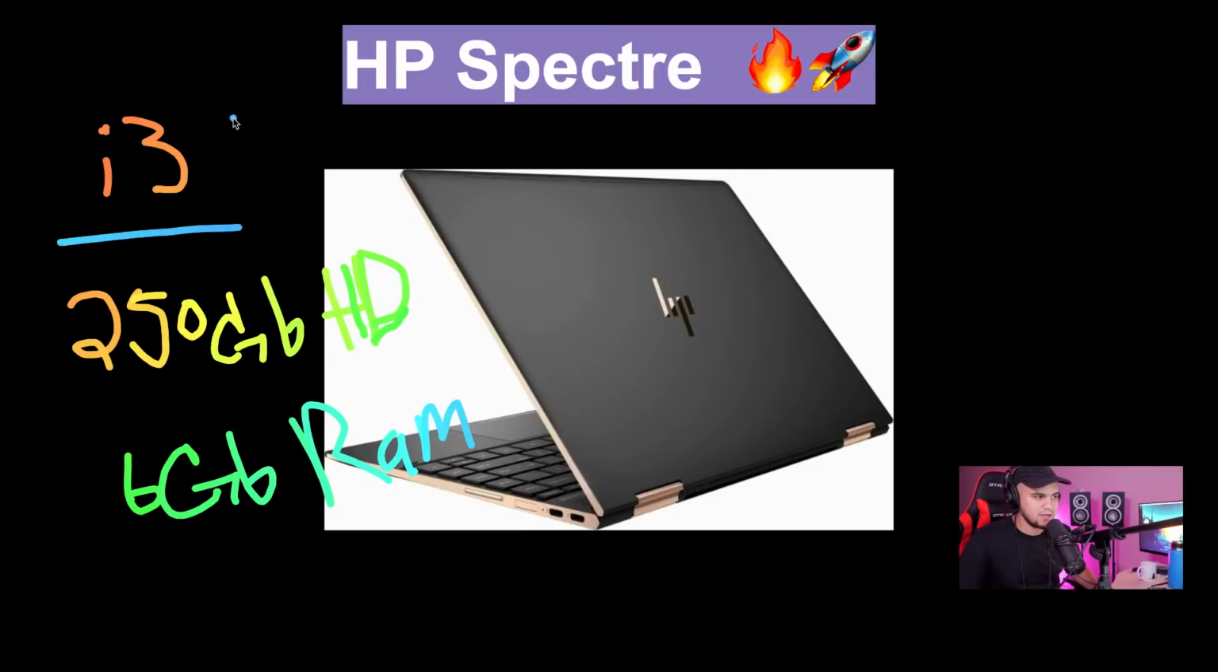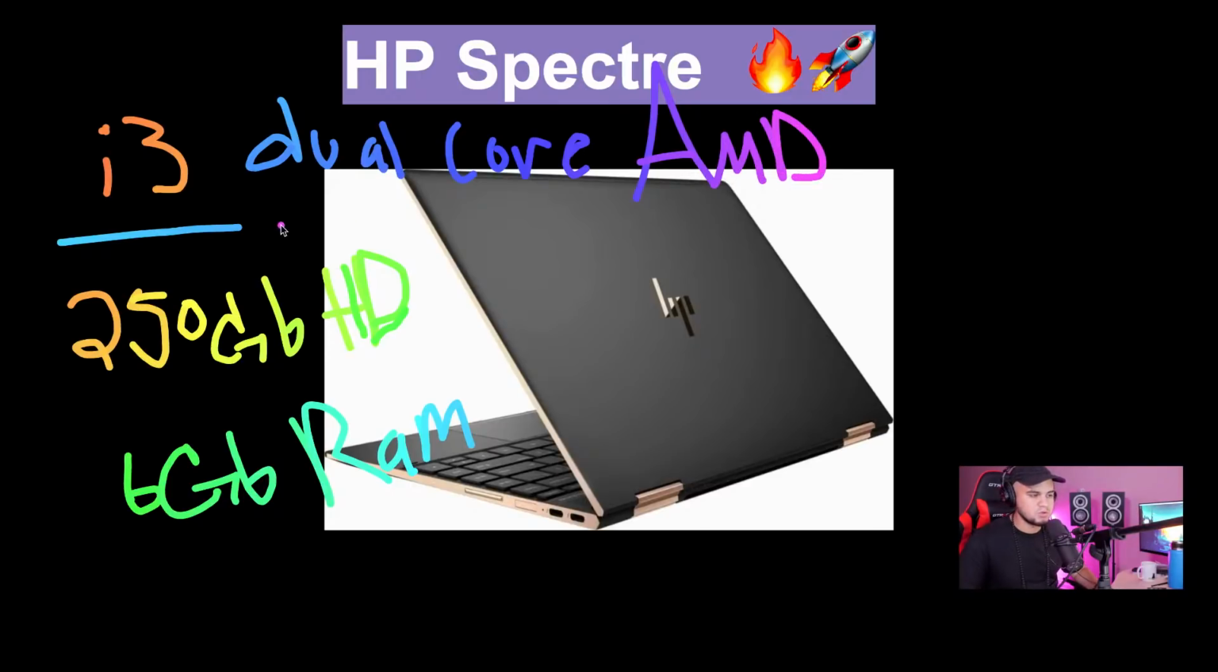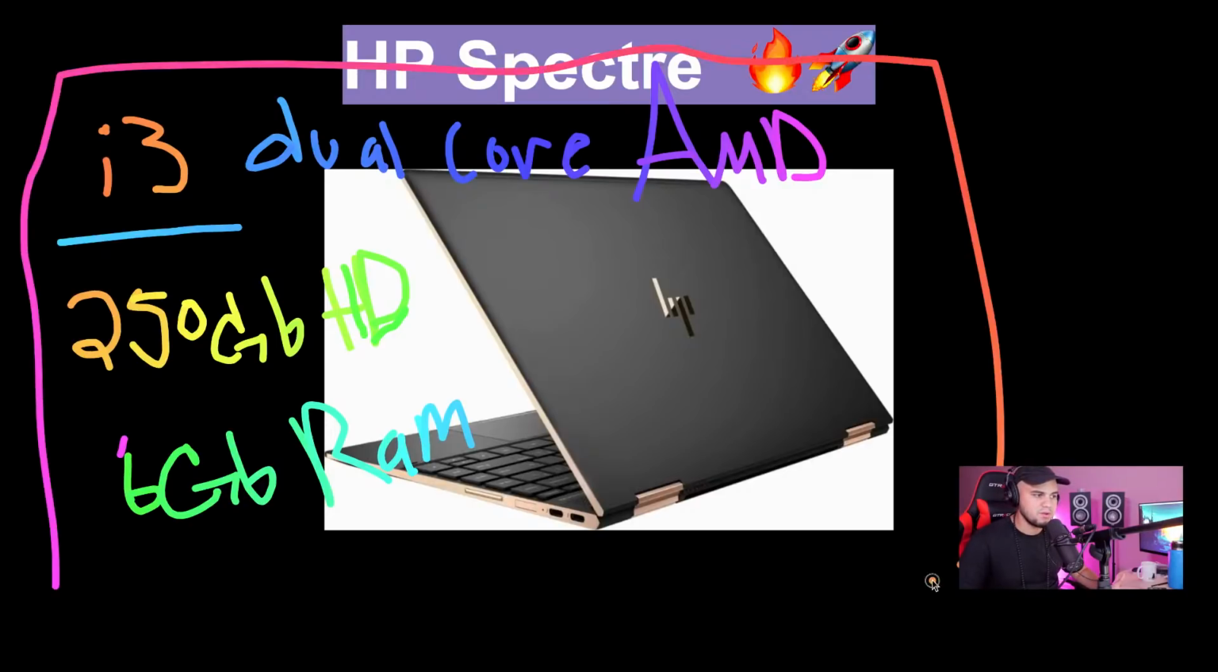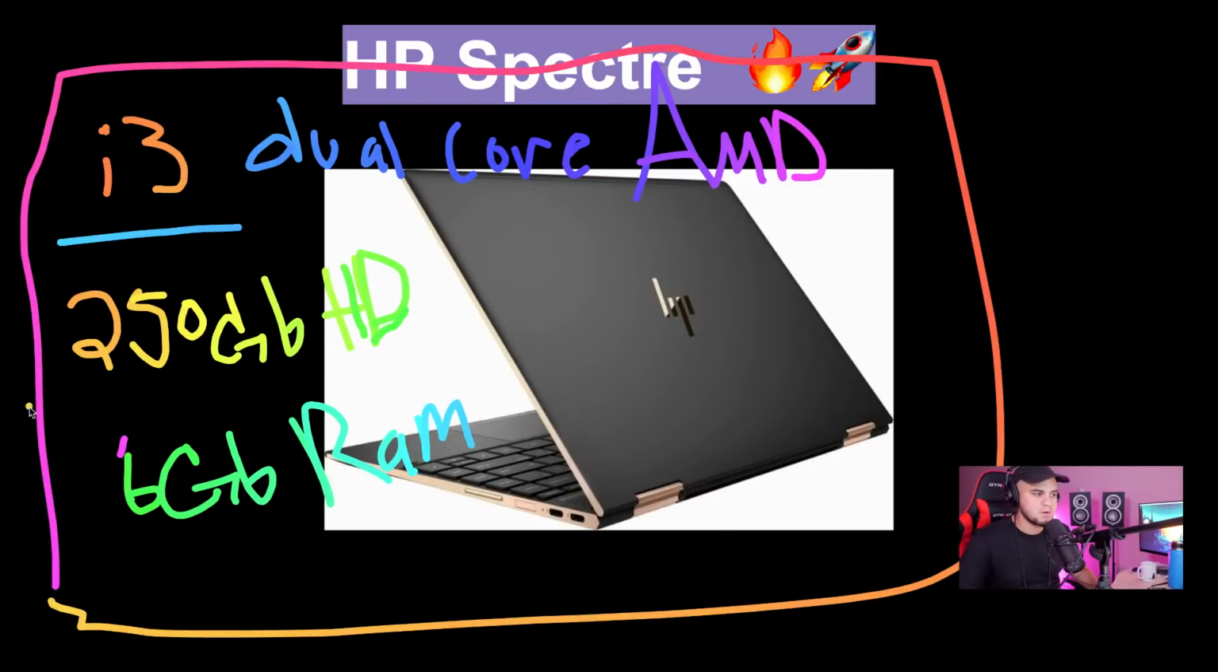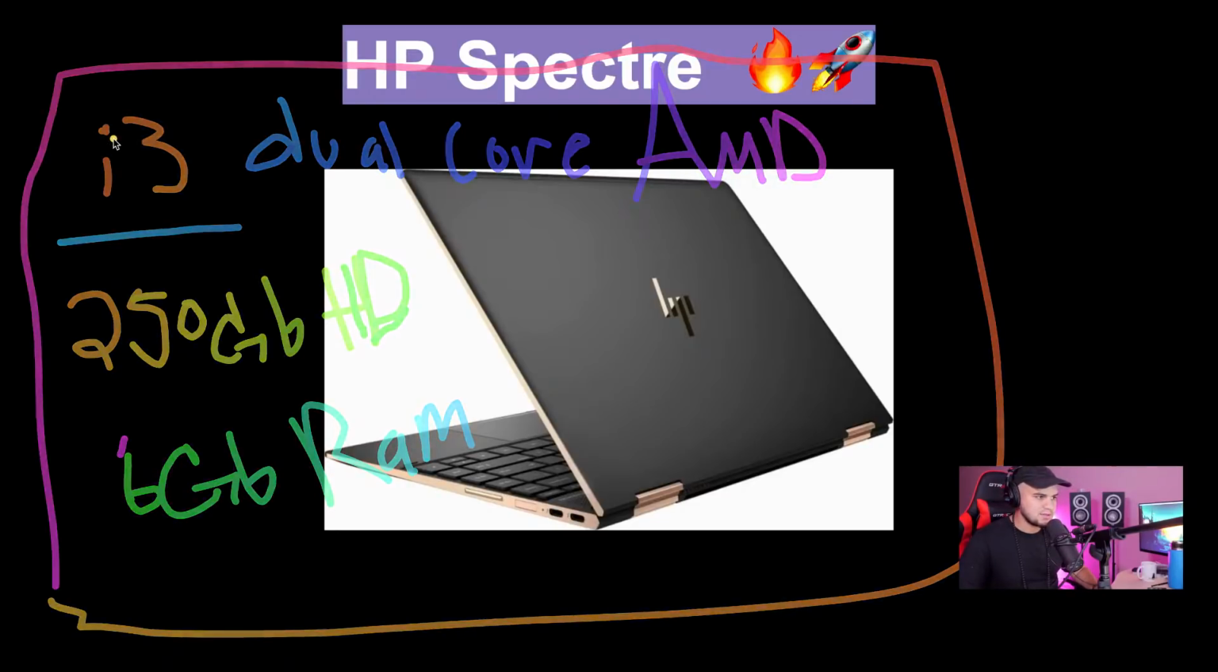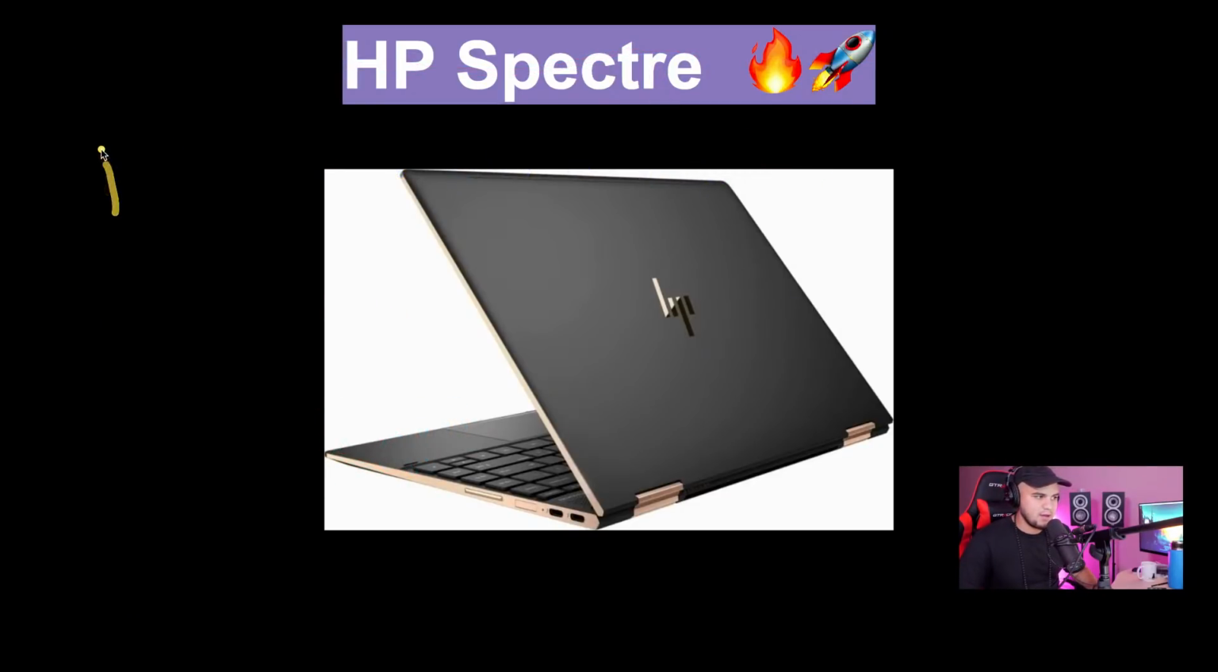They have either an i3 or a dual core with AMD, right? So i3 or dual core with AMD, 250 or 500 gigabyte hard drive, not an SSD, and then 6 gigabytes of RAM. If you have this type of build for your computer, you're going to run into a lot of problems. So at least I'd say try to get an i5. Let me actually leave it on screen.